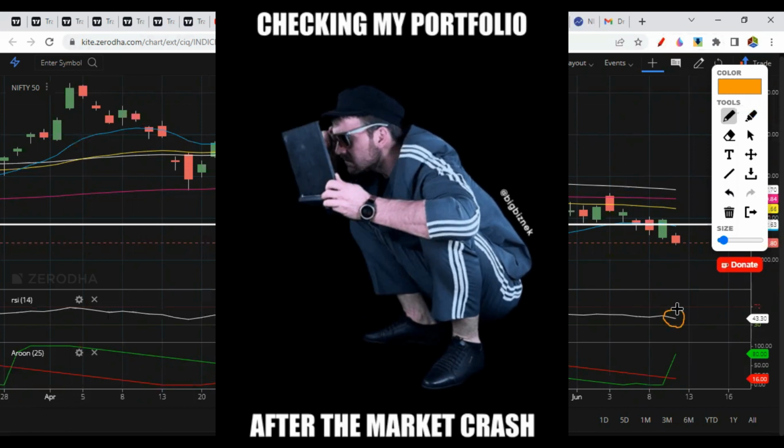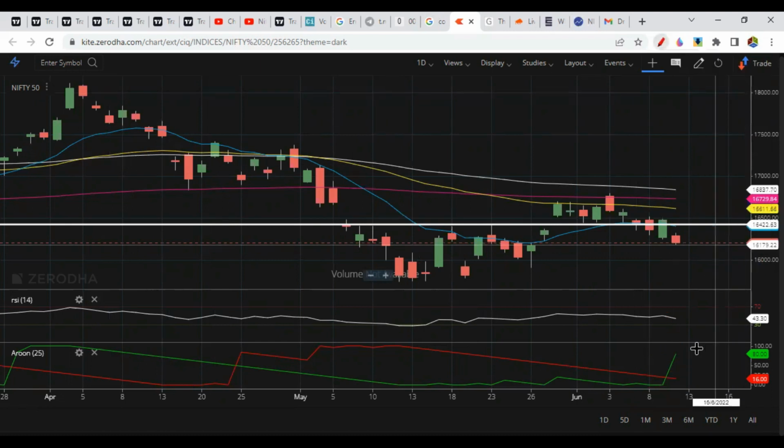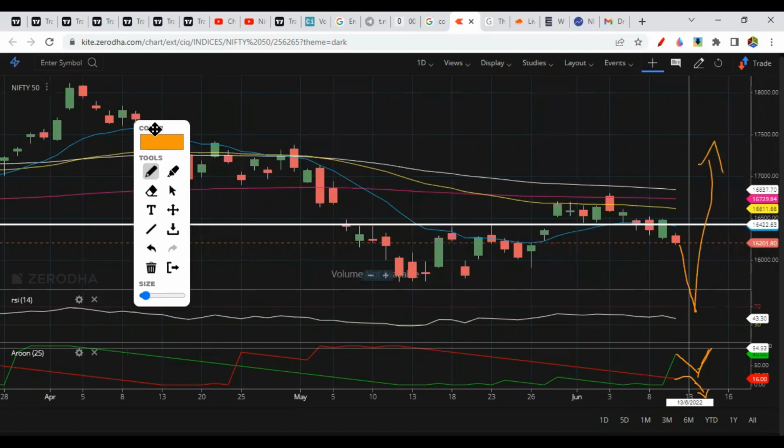RSI below 50 is considered a bearish signal, and Aroon is showing an unusual signal here, showing a change in the trend on the upside. But what I'm expecting from Aroon is that it will turn parallel again, going like this. Then it might give a green line on the upside and the red line might go on the downside, and we might break and make one more low and then bounce on the upside. So this is what I'm expecting from Aroon as well.